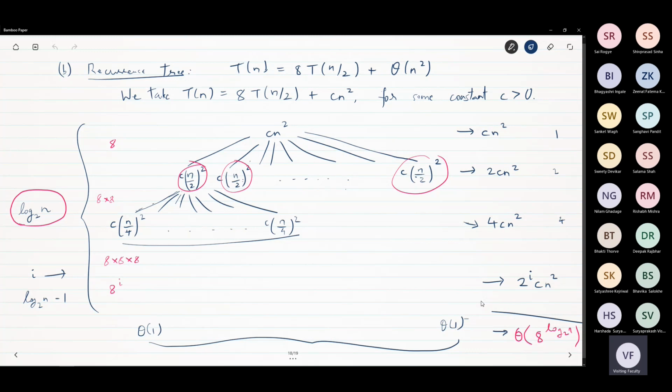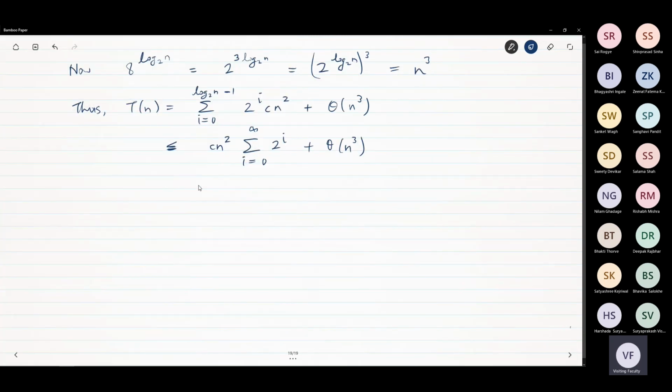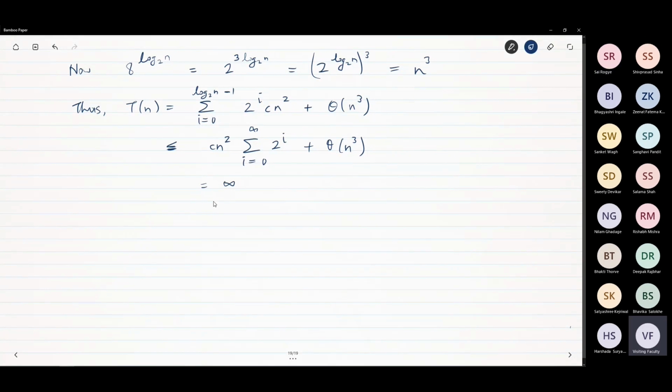So you should tell me what you are getting. Answer is infinity, no? Correct? Yes, sir. There is a problem. Infinity cannot be the answer. Is that okay? Yes, sir. Okay, so then what do we do?